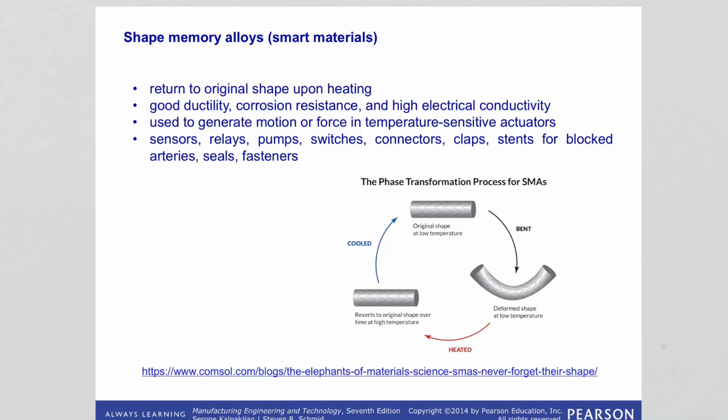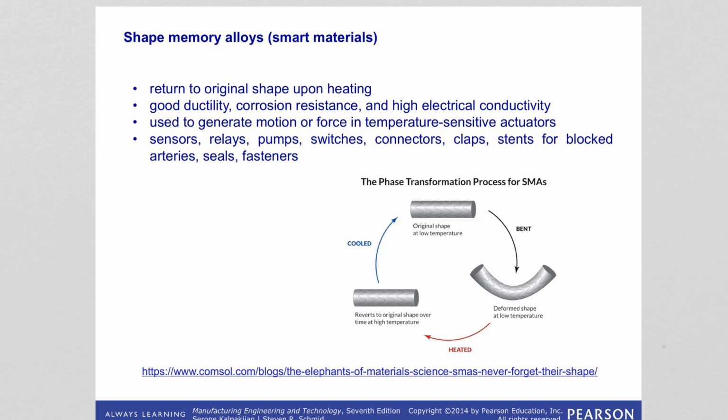So, more advanced alloys: shape memory alloys, also called smart materials. And I suggest you again check the videos I sent you, okay? Because there are demonstrations for these materials. So why do we call these smart? Because they can return to their original shape. They can remember their original shape when they are deformed.